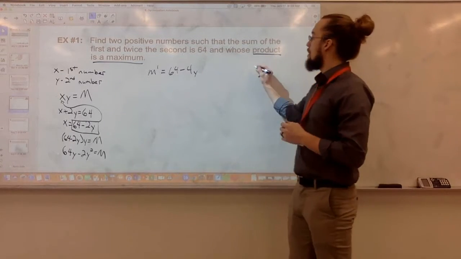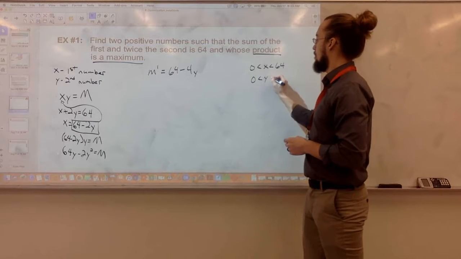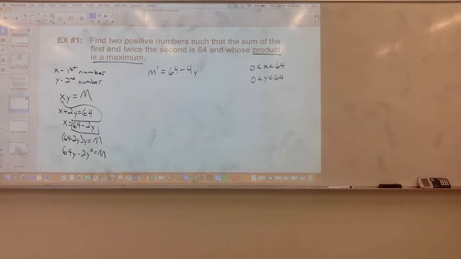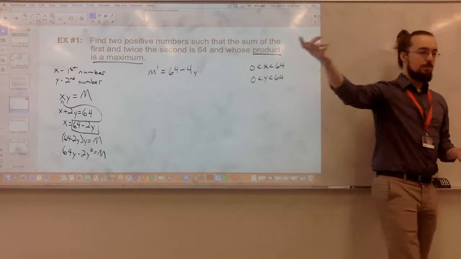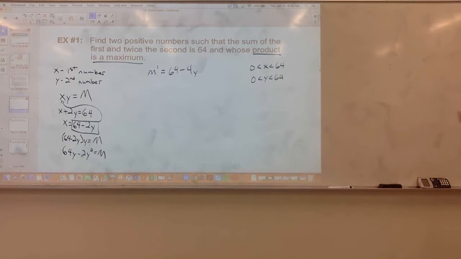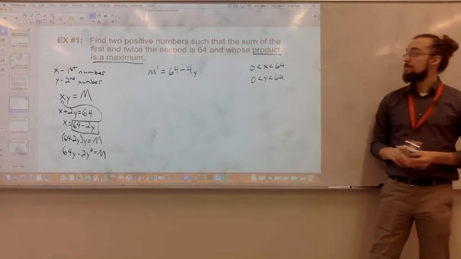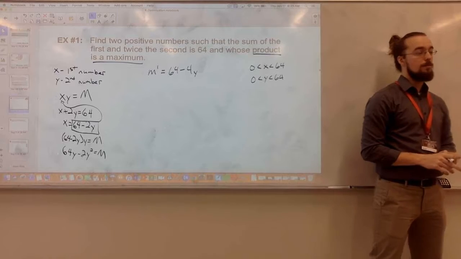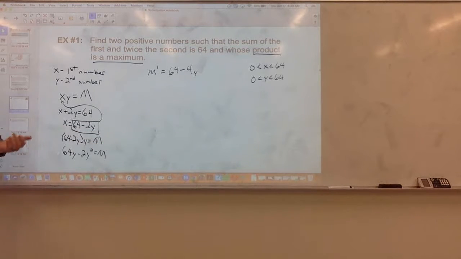So that's all we're doing when we're jotting down our domain, our constraints. We're just looking at the problem and saying, well, if they're positive, it has to be greater than 0. And the sum of the first and twice the second is 64. So I know that neither one of them can be bigger than 64. Well, if they're both positive, then no, because one of them would have to be at least 0.00001, and so the other one would have to be less than 64.